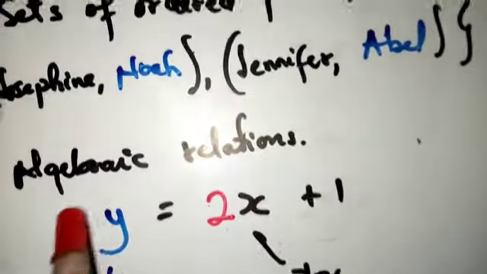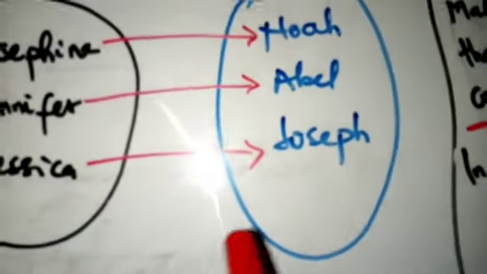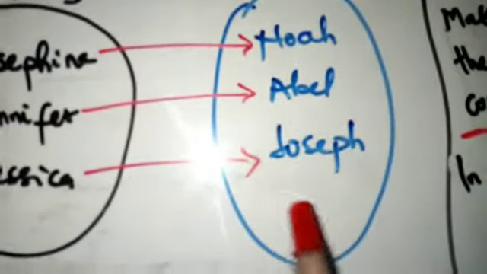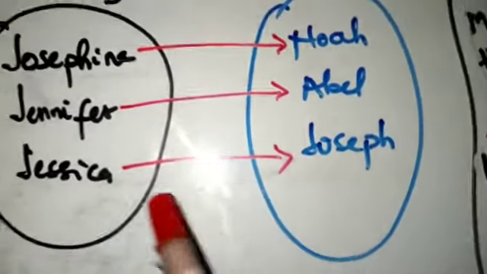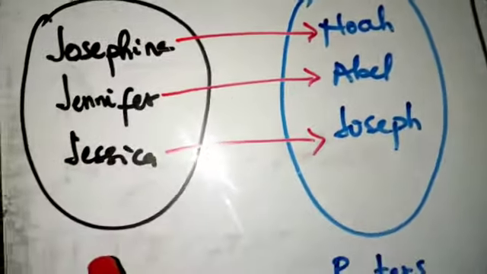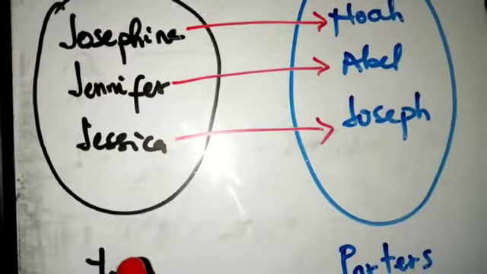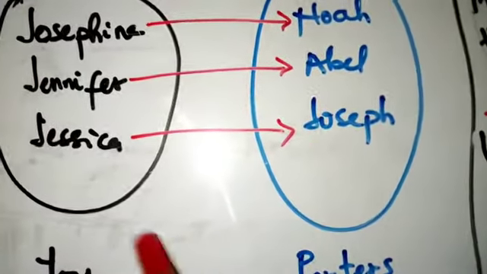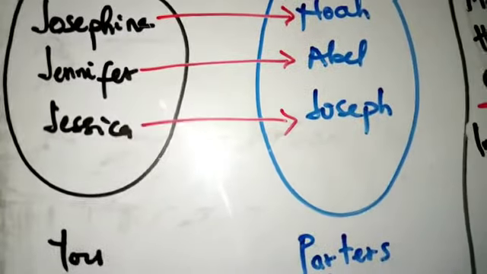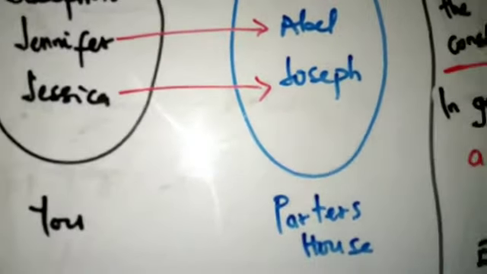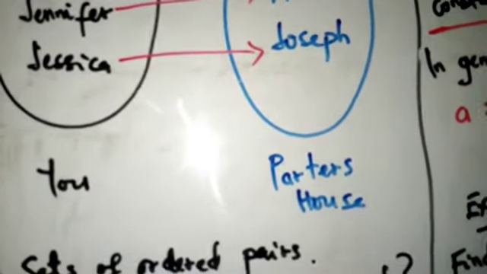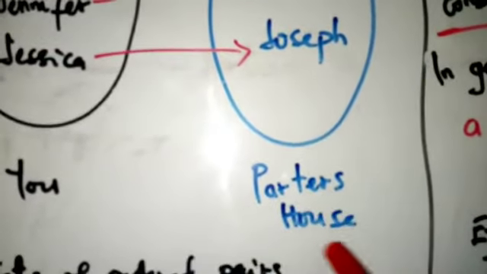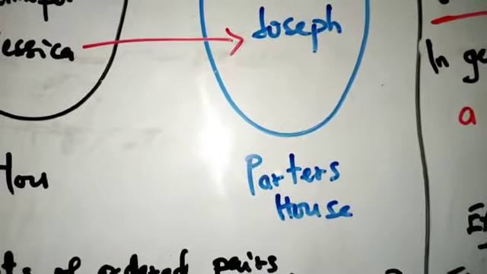What I mean by that is, when I go to the arrow diagram, this y can represent anyone from this house, your partner's house. Anyone from this house can be y, and anyone from this portion here can also be x. So technically, or mathematically, your partner's house is what we call a codomain.